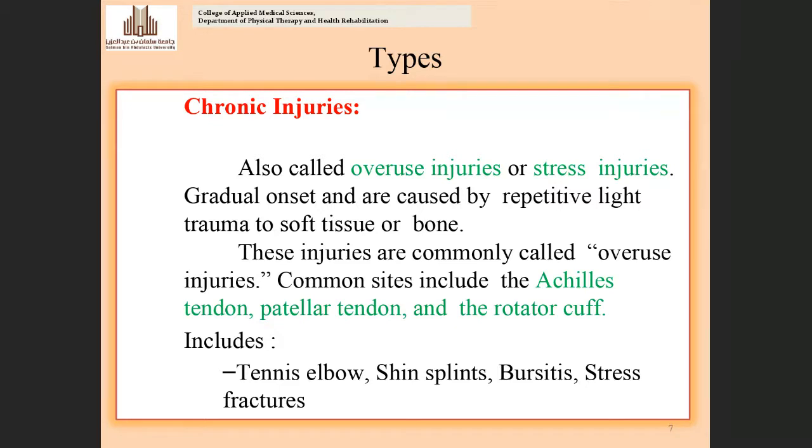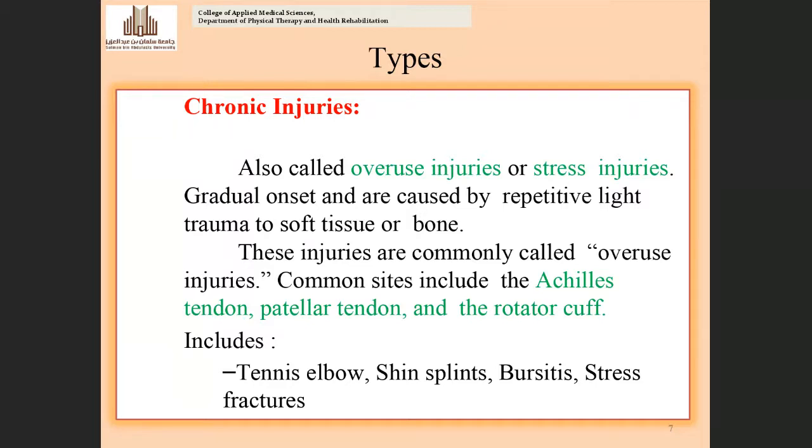Or there is an example for the bone: the person who is running every day for 3 to 4 hours per day, on the treadmill or on abnormal terrain. So what happens? There is a continuous stress on the shin of the tibia, which produces a fracture in the tibia. These two are the types which come under chronic injuries. These injuries are commonly called overuse injuries. It is because of using your part.